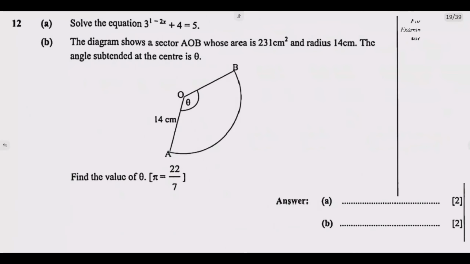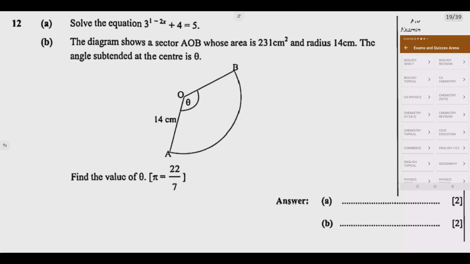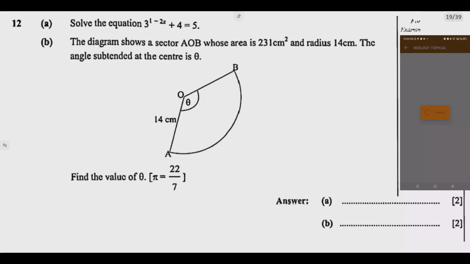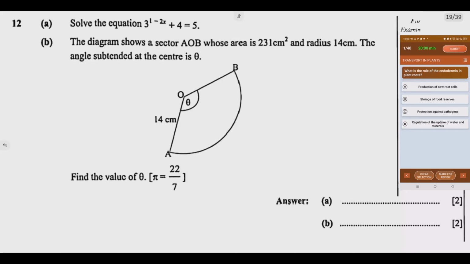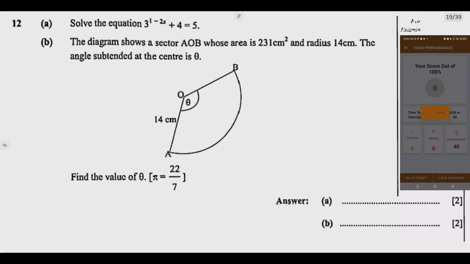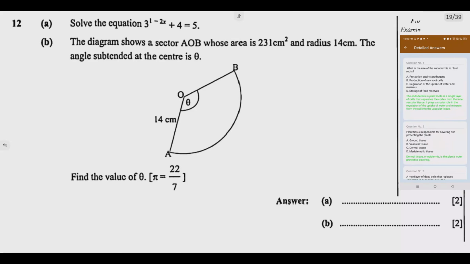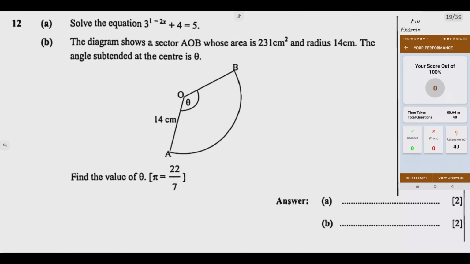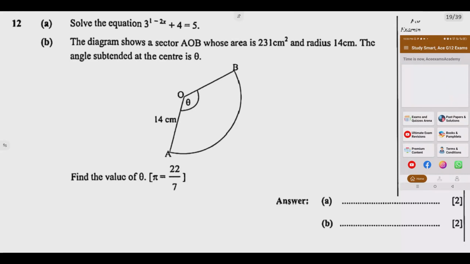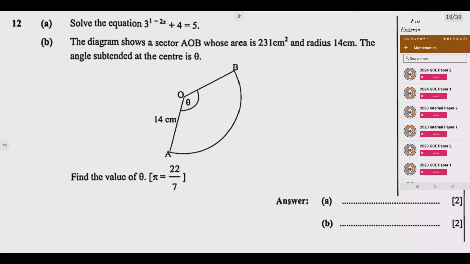Question 12 reads, solve the equation 3 to the power 1 minus 2x plus 4 equals 5. That's 2 marks. Question B, the diagram shows a sector AOB whose area is 231 centimeter square and radius 14 centimeter. The angle subtended at the center is theta. Find the value of theta taking pi to be equal to 22/7.